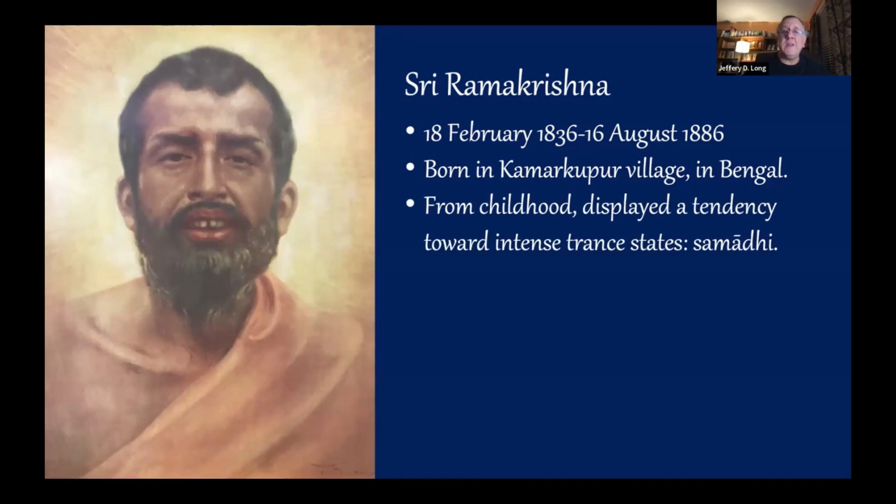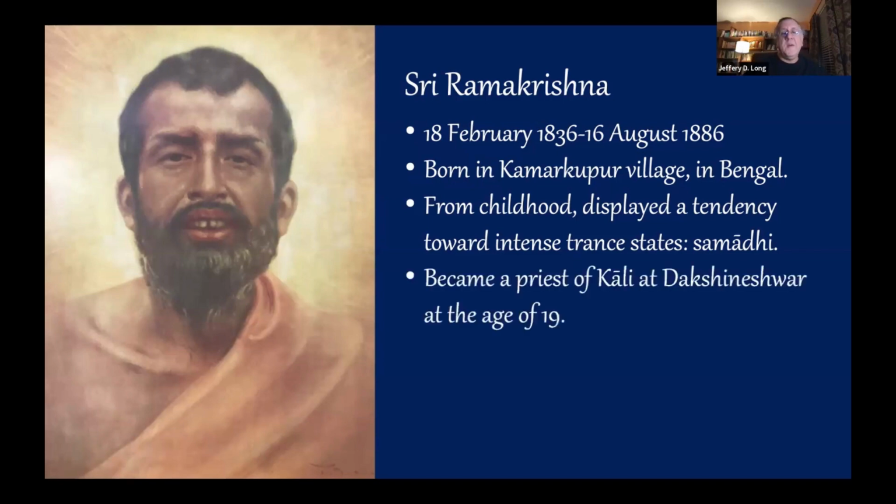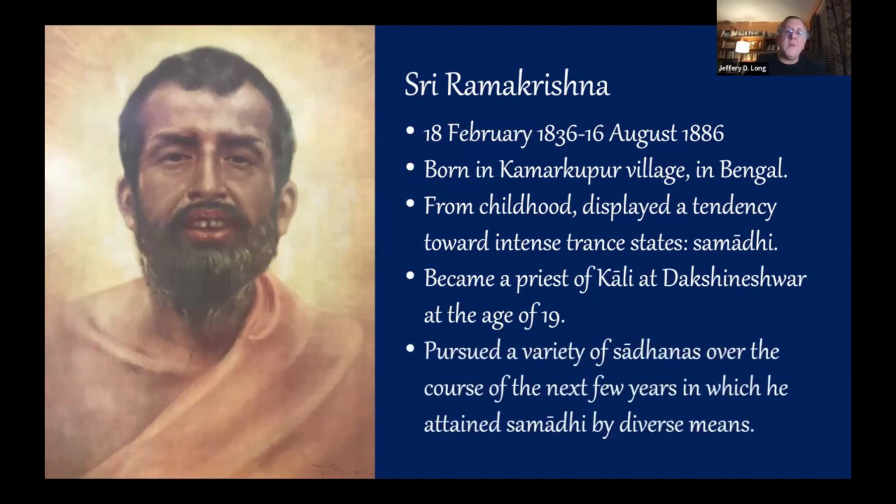From his childhood, he displayed a tendency toward intense trance states, which he interpreted as samadhi, as the state described in Patanjali's Yoga Sutra as the complete merging of the consciousness of the practitioner into the object of the practitioner's meditation, the object of the practitioner's focus. And so he had these experiences, sometimes spontaneously, sometimes induced through spiritual practices such as meditation, singing, bhakti practices, and so on. He became a priest of the goddess Kali at the Dakshineshwar Kali temple in Calcutta at the age of 19. And his brother passed away at that time, which created a crisis for him.